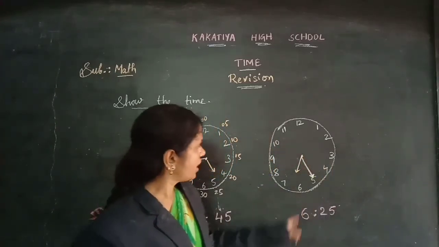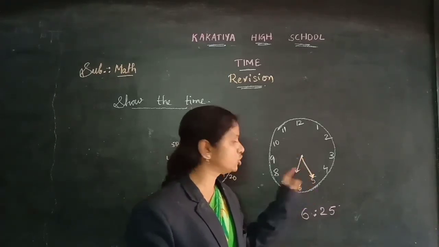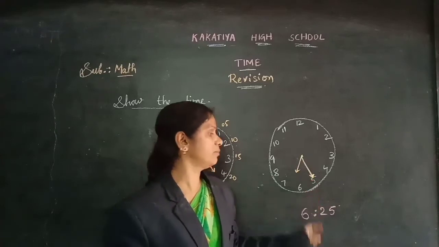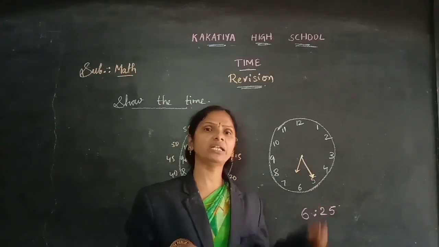So the hour hand should lie between the 6 and 7. The minute hand should show 5. Why? Because 5 is nothing but 25 minutes. This is the way to show the given time in the watches.